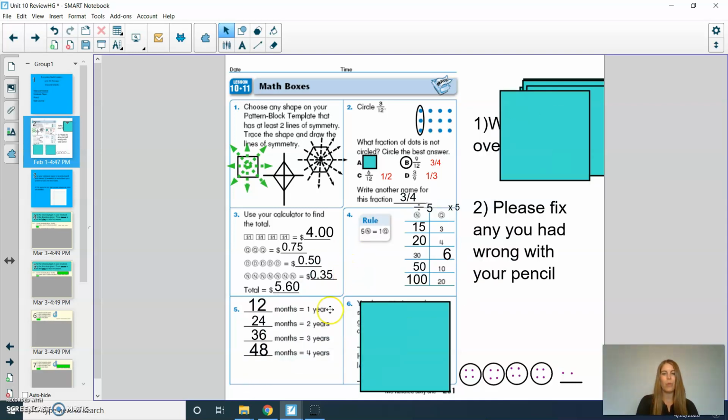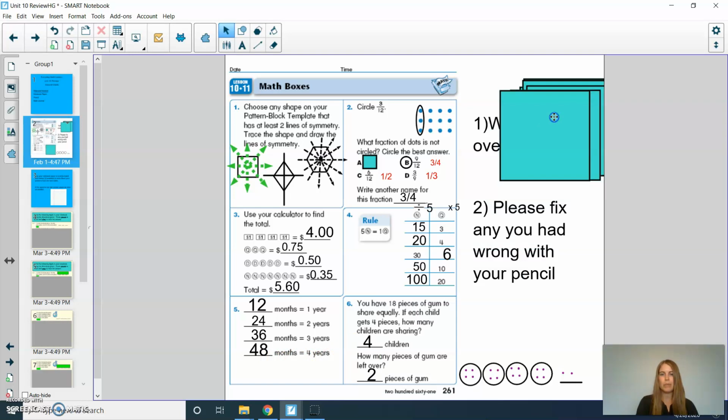If I know that 1 year is equal to 12 months, then 2 years is 24 months because 12 plus 12 is equal to 24. Then 24 plus 12 is 36. So 36 months is the same as 3 years. 36 plus 12 is 48. 48 months is equal to 4 years.